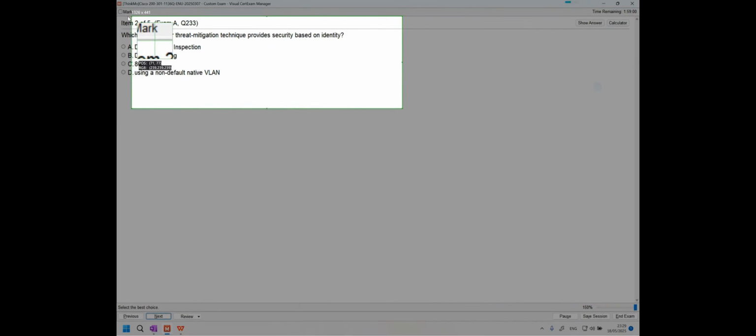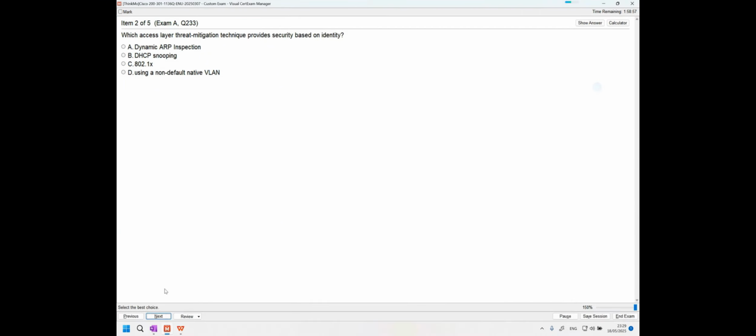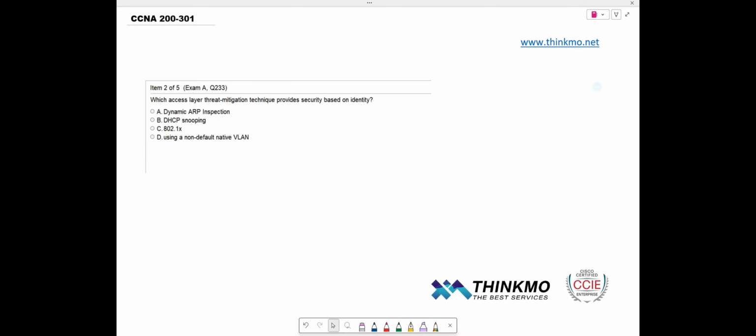Okay, next question. Second question. The second question is asking, in the access layer, what technologies are used to provide security protection based on identity? That is, to mitigate threats. So what are these technologies?